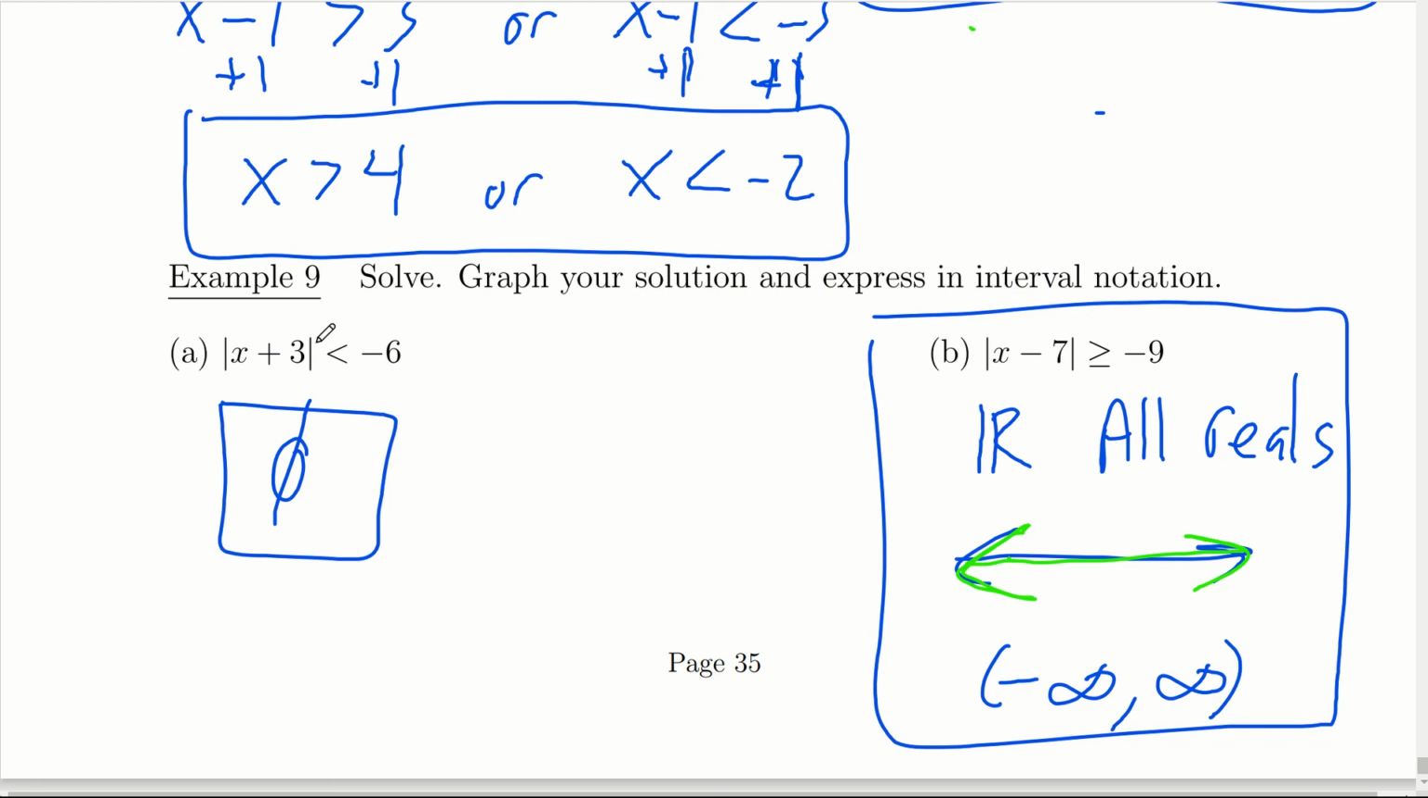So as you're working through your setups on these, just be on the lookout. If you end up with absolute value compared to a negative quantity, it'll either be no solution or all real numbers depending upon the direction in which the inequality faces.